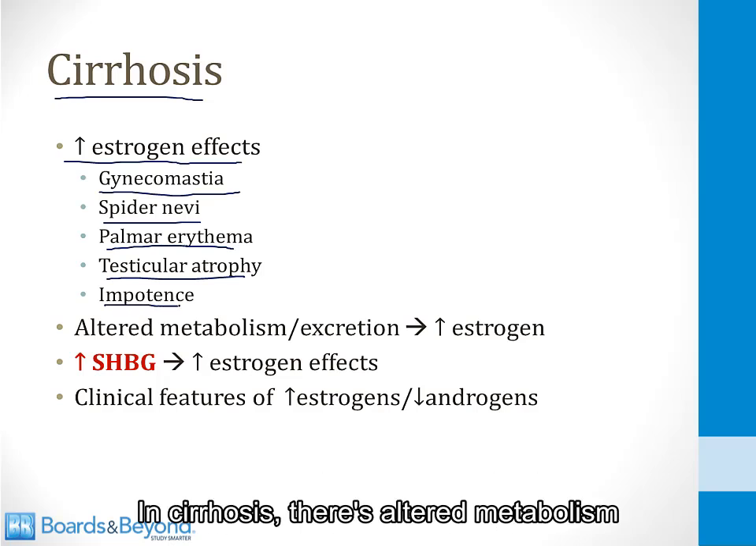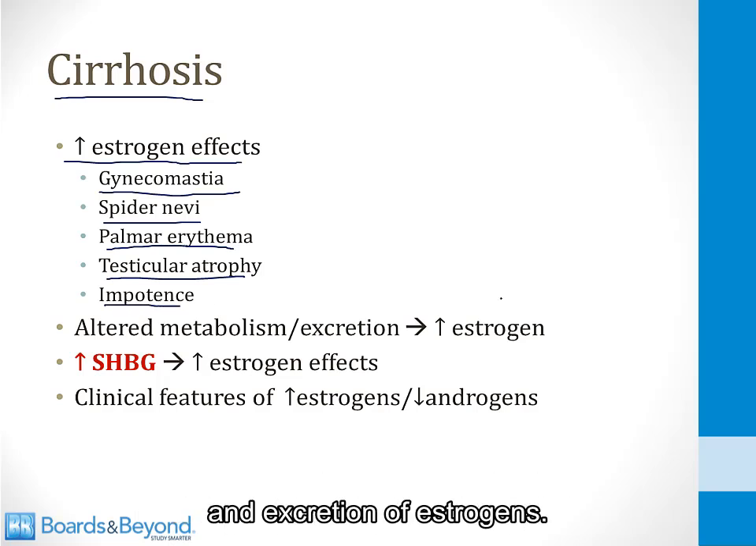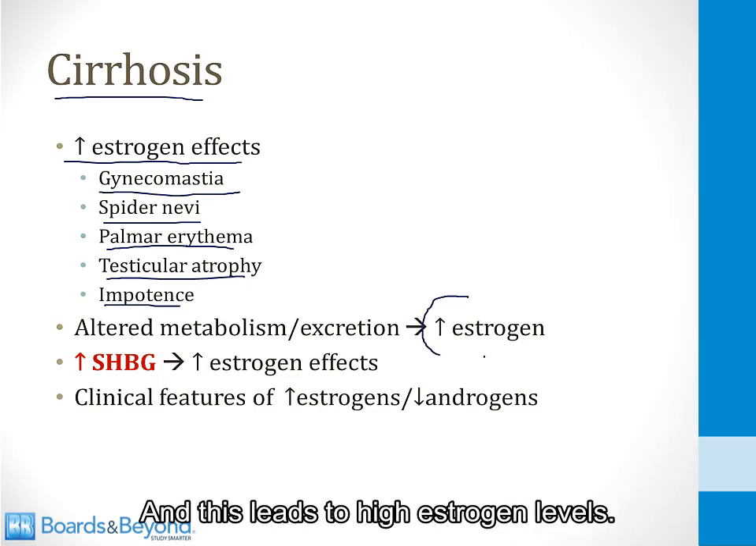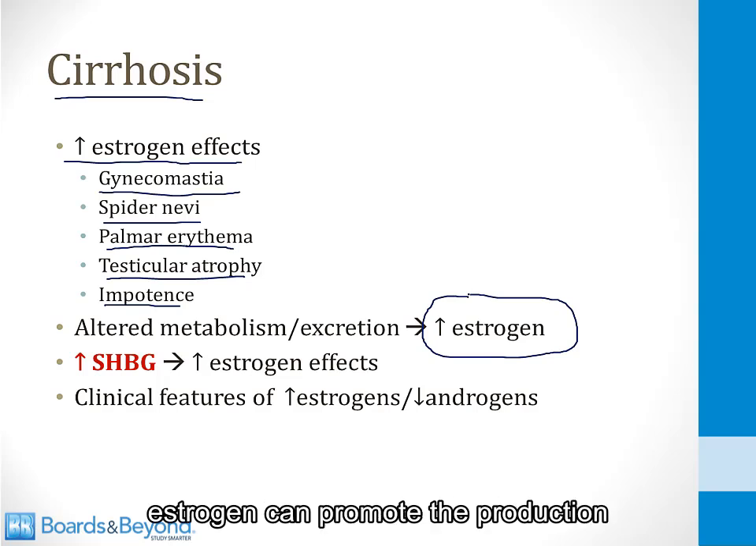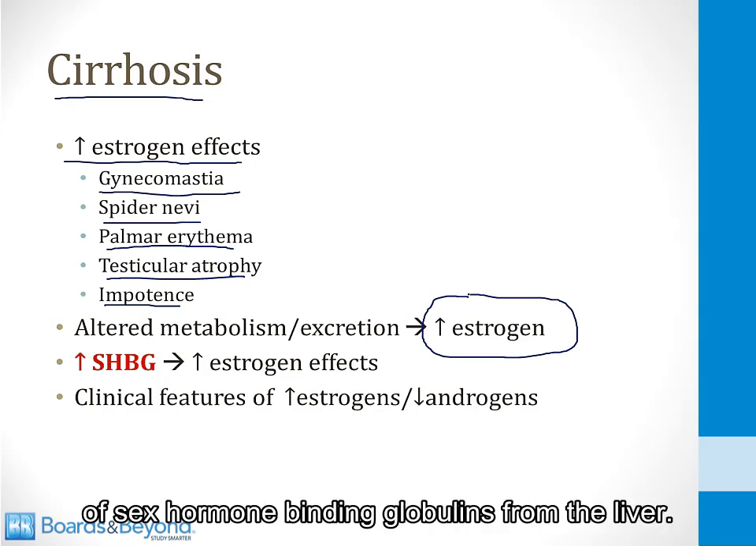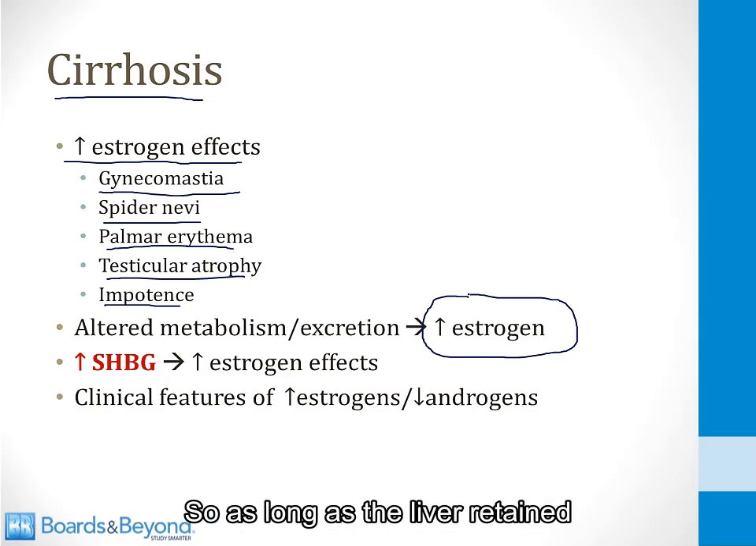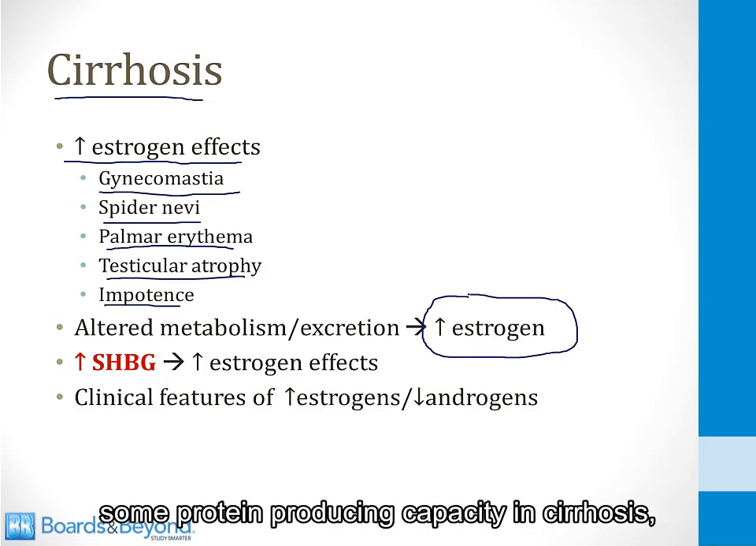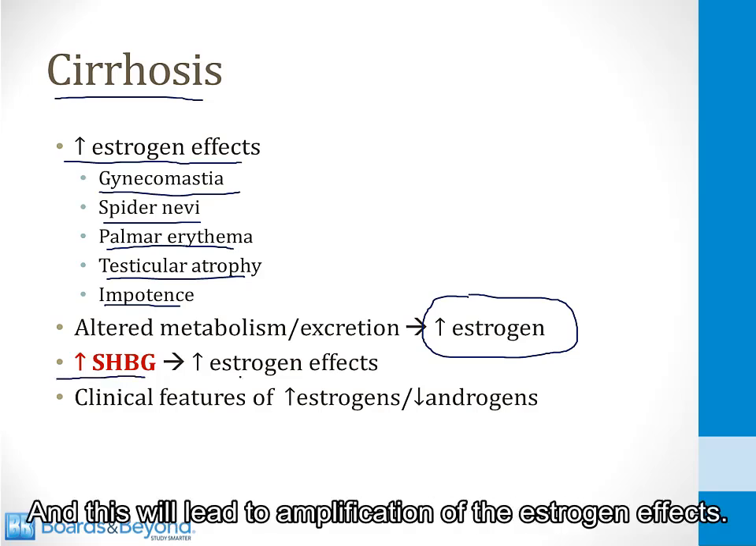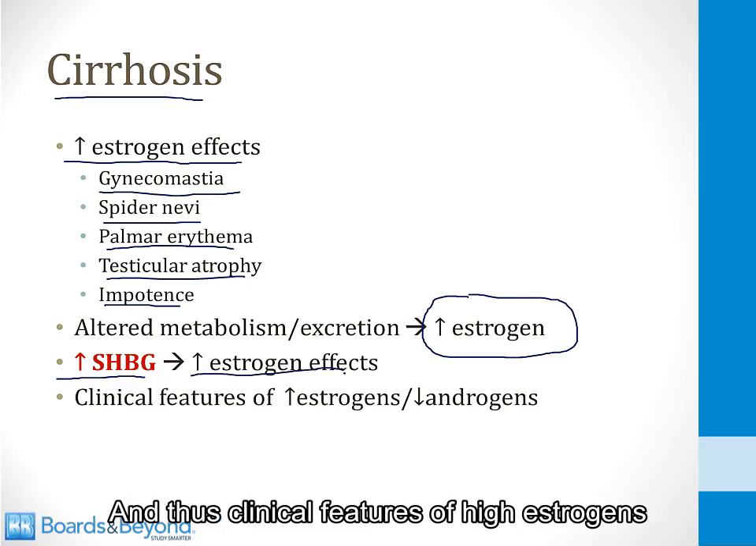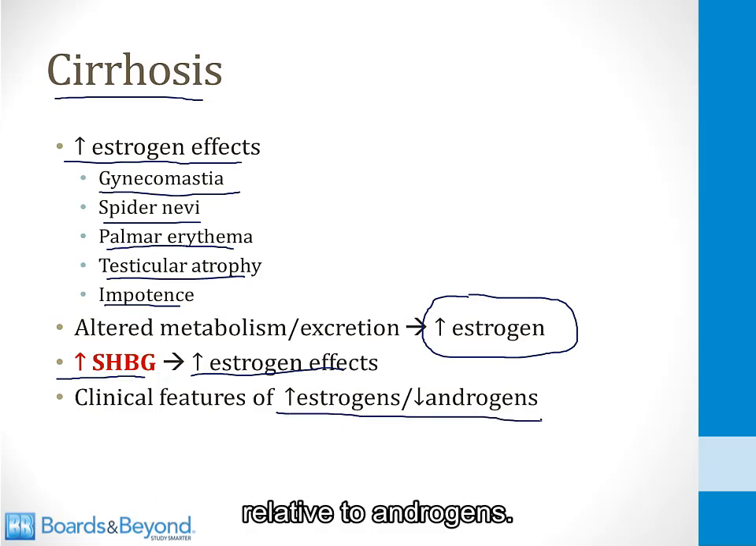In cirrhosis, there is altered metabolism and excretion of estrogens, and this leads to high estrogen levels. As we just described, estrogen can promote the production of sex hormone binding globulins from the liver. So as long as the liver retains some protein-producing capacity in cirrhosis, you will see a rise in SHBG levels, and this will lead to amplification of the estrogen effects, and thus the clinical features of high estrogens relative to androgens.